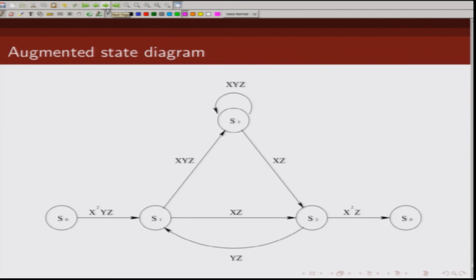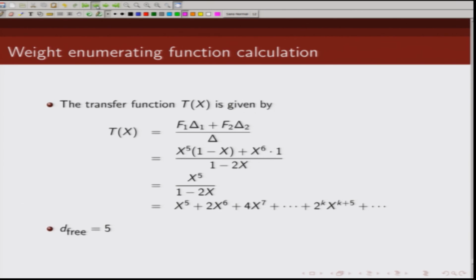Now, we repeat the same exercise with the augmented state diagram. Now, what was the augmented state diagram? On each valid branch we added a Z to denote that you can reach from one state to another in one step, and we also added on each of these branches the weight corresponding to the information bits. So, if the information bit weight was 0, so y^0, that was 1. So, you can see in some cases the information sequence weight is 0.